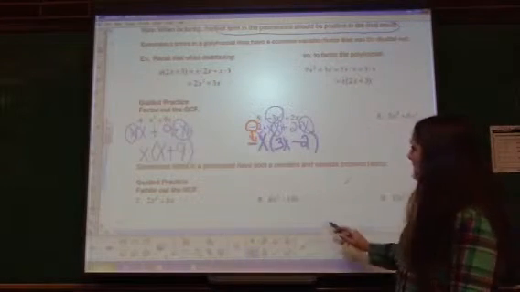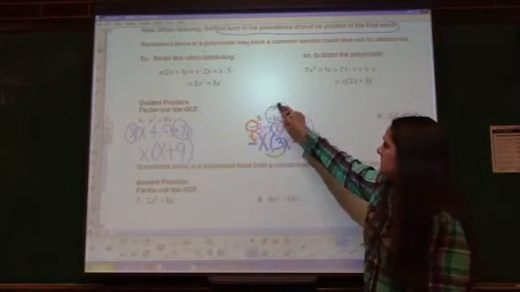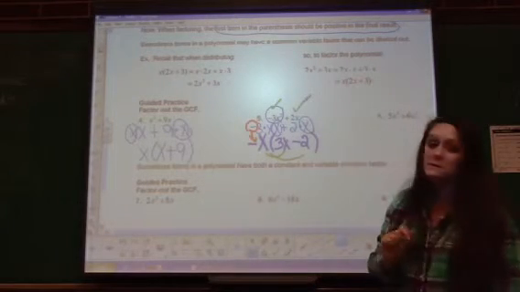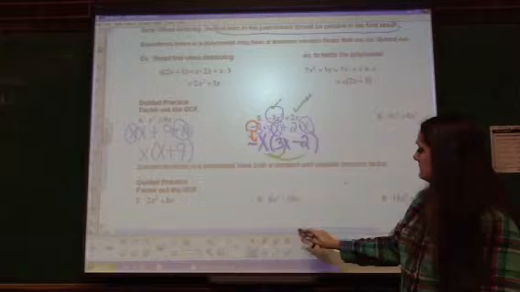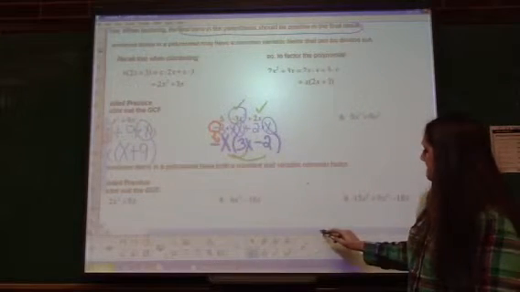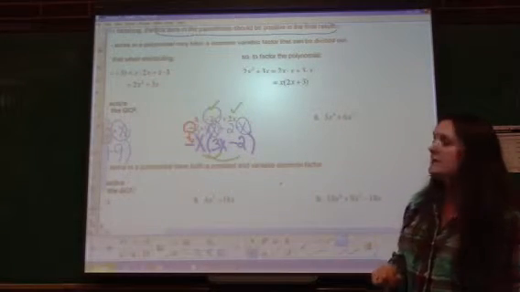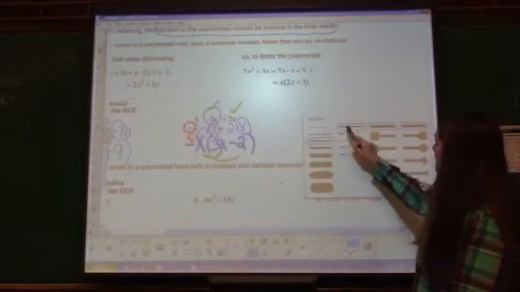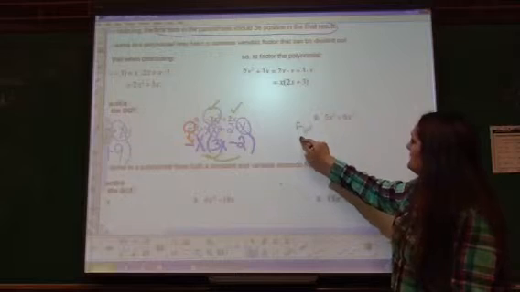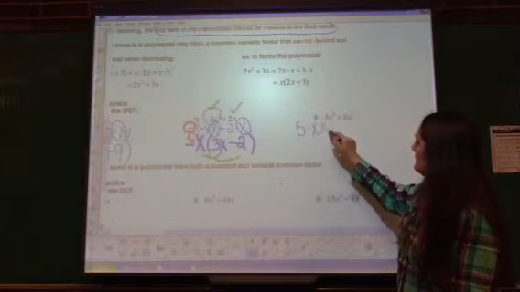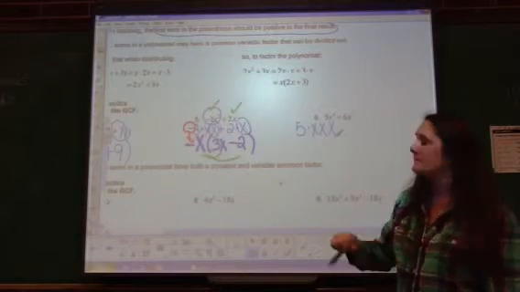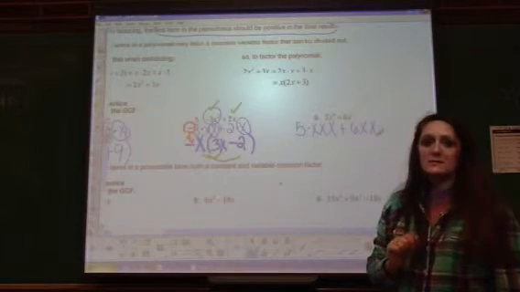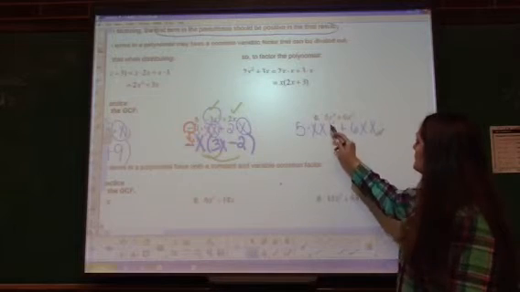If we go back and check, negative times positive is negative 3x squared. Negative times negative is positive 2x. So 5x cubed plus 6x squared. This means 5 with 3 x's plus 6 with 2 x's. Circle what's in common.